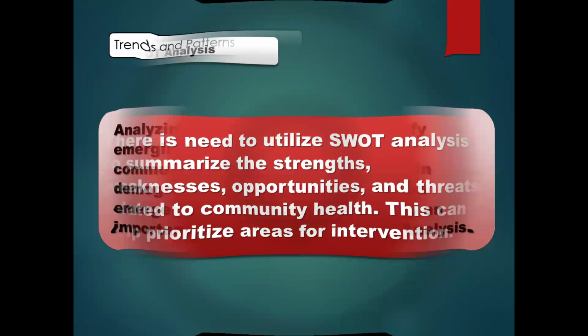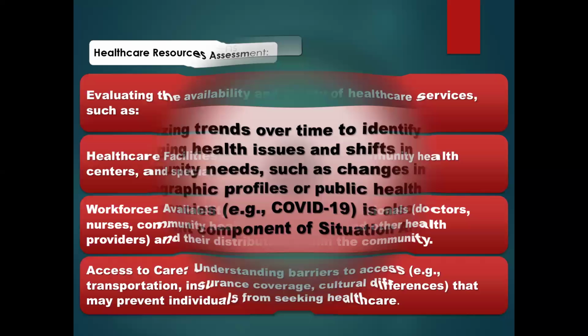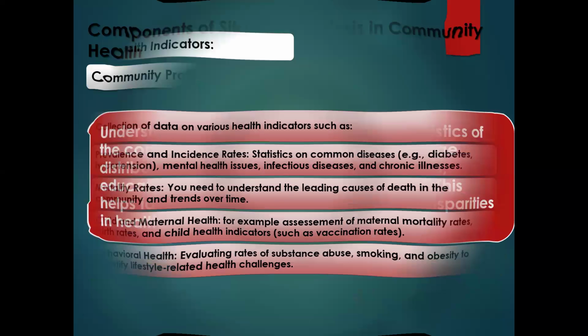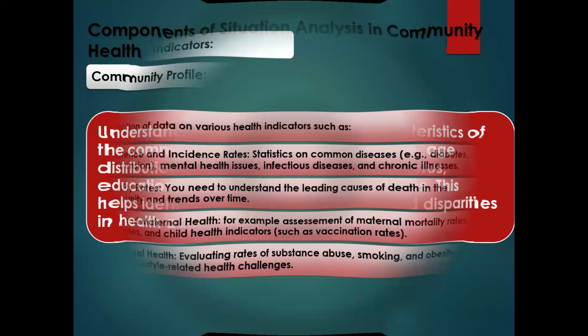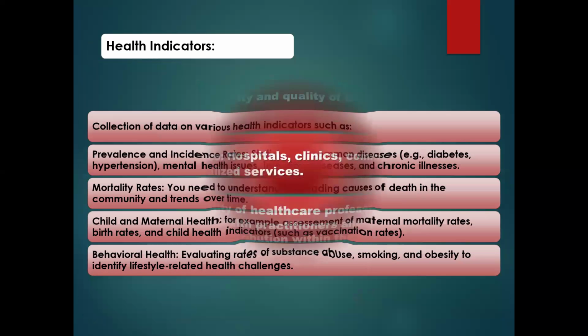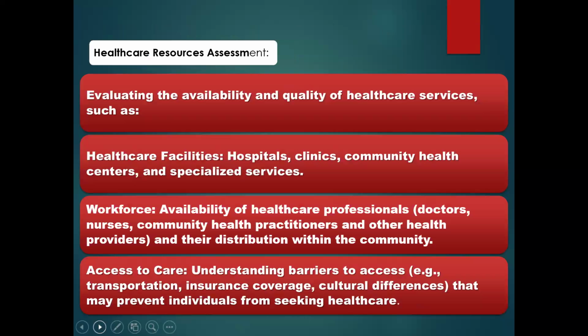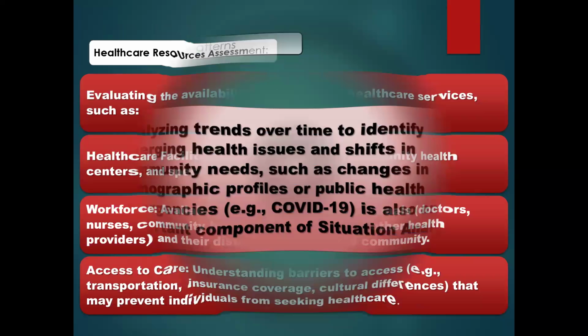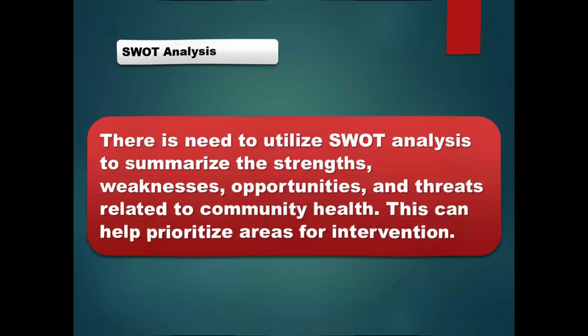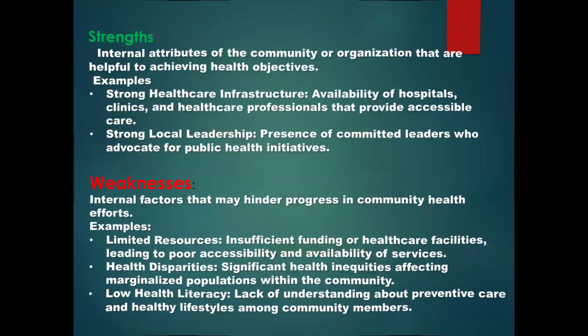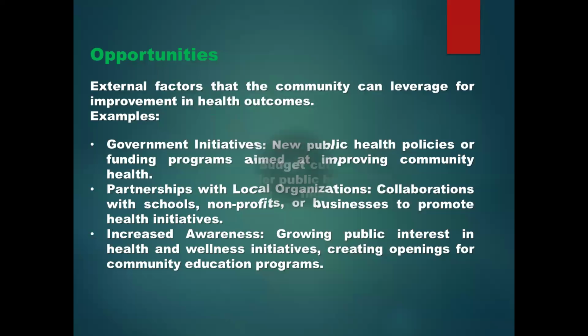Let's quickly look at it again before we proceed. You have to have a good understanding of the community profile. You have to understand the health indicators. You have to have a detailed healthcare resource assessment. You also have to know the trends and pattern in that community. Then you do SWOT analysis. It's a very good component of situation analysis to know where we are at the moment.